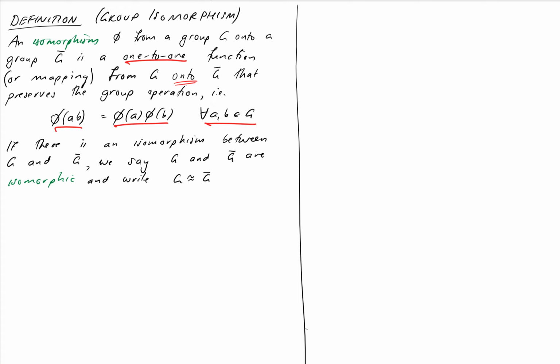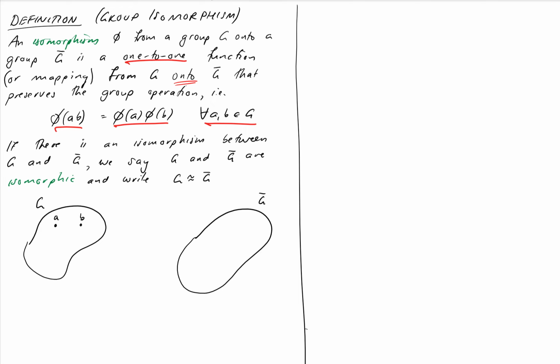So we could represent this idea a little bit diagrammatically. If we imagine G and G bar to be two sets, so this one could be G, this one could be G bar, then what this says is that if I take an a and a b inside G, they have a corresponding phi of a and phi of b inside G bar. So we're using our function phi to take elements from G into G bar like this. So b is going to go to there.